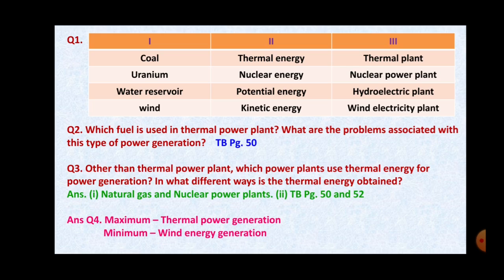Then third question is, question number 4 is, which type of power generation involves the maximum number of steps of energy conversion, and in which power generation is the number minimum? So the maximum number of types of energy conversion is in thermal power generation, and the minimum is in wind energy generation. So maximum transform of energy is in thermal power generation and minimum is in wind energy generation.